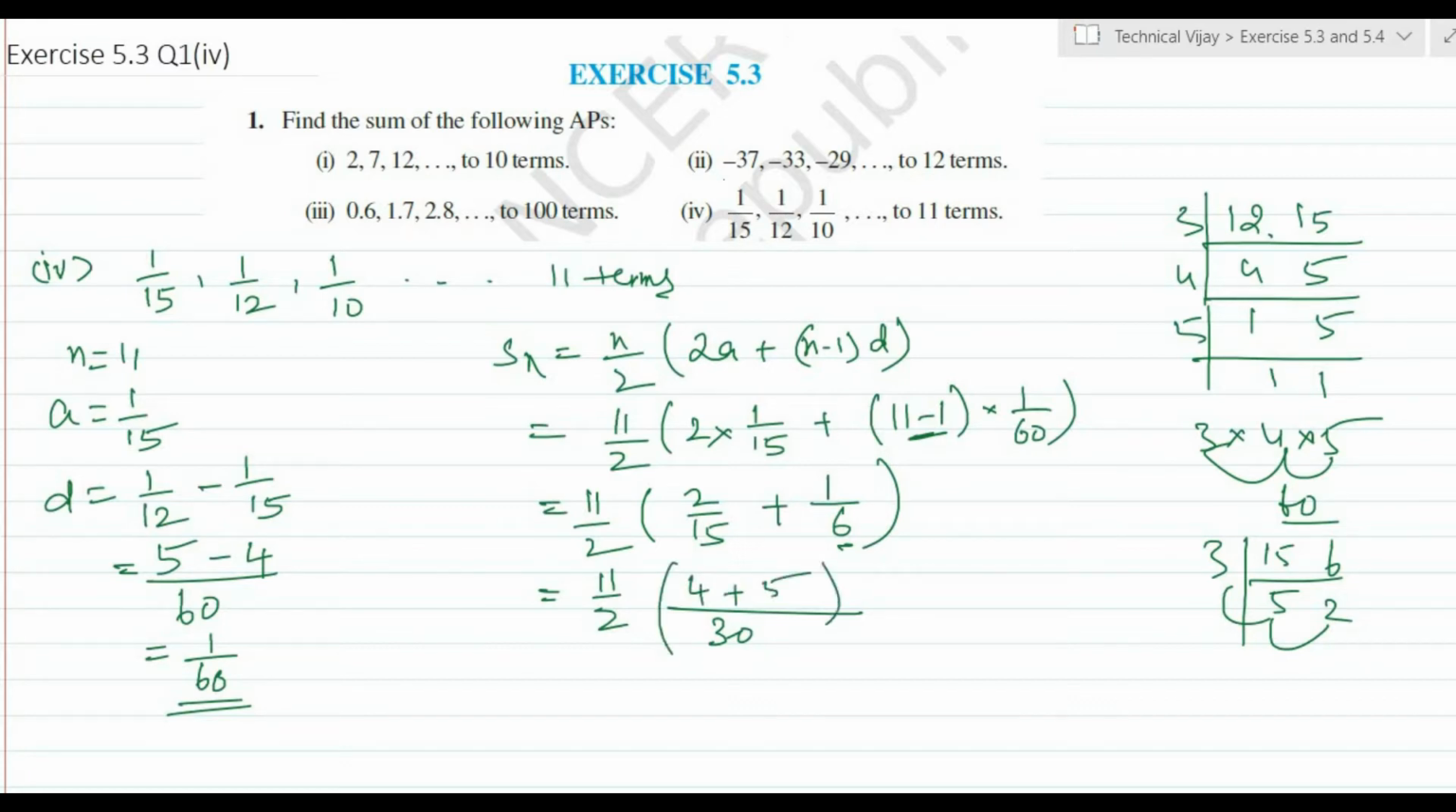Okay. So now 11 by 2 into 9 by 30. So 3 3s are 9, 3 10s are 30. So 11 into 3, 33, 2 into 10, 20. Okay, this is the answer. This is equal to Sn.